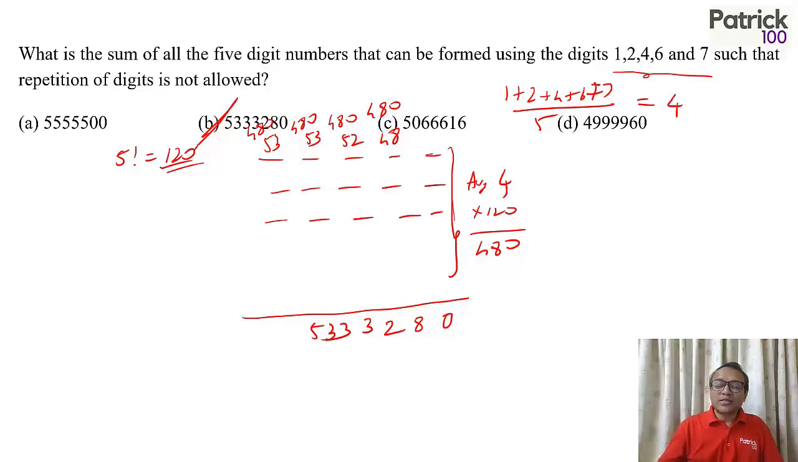Right. So understand that in the units place, all the digits will be repeated equally. So the average is 4, and you have 120 such numbers, so the total becomes 480. Keep adding it, you will get the answer as 533280, because the units place addition is 480, the tens place addition is 480, the hundreds place addition is 480 and so on. You calculate it, you will get this value.